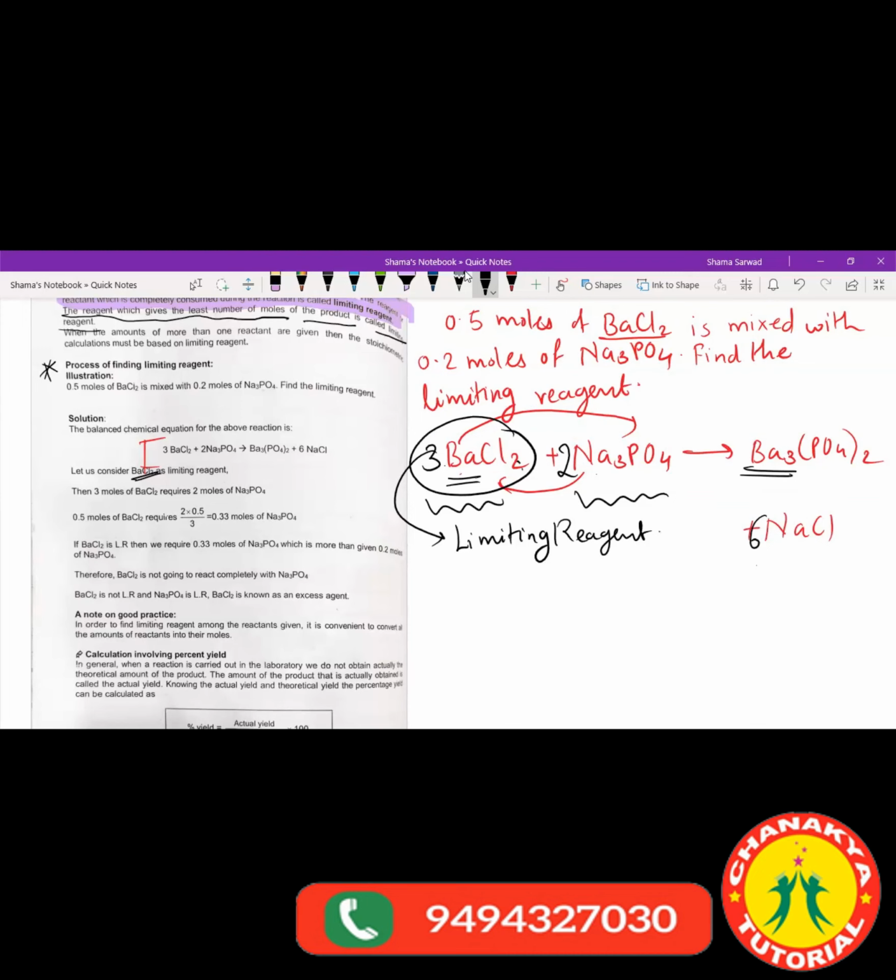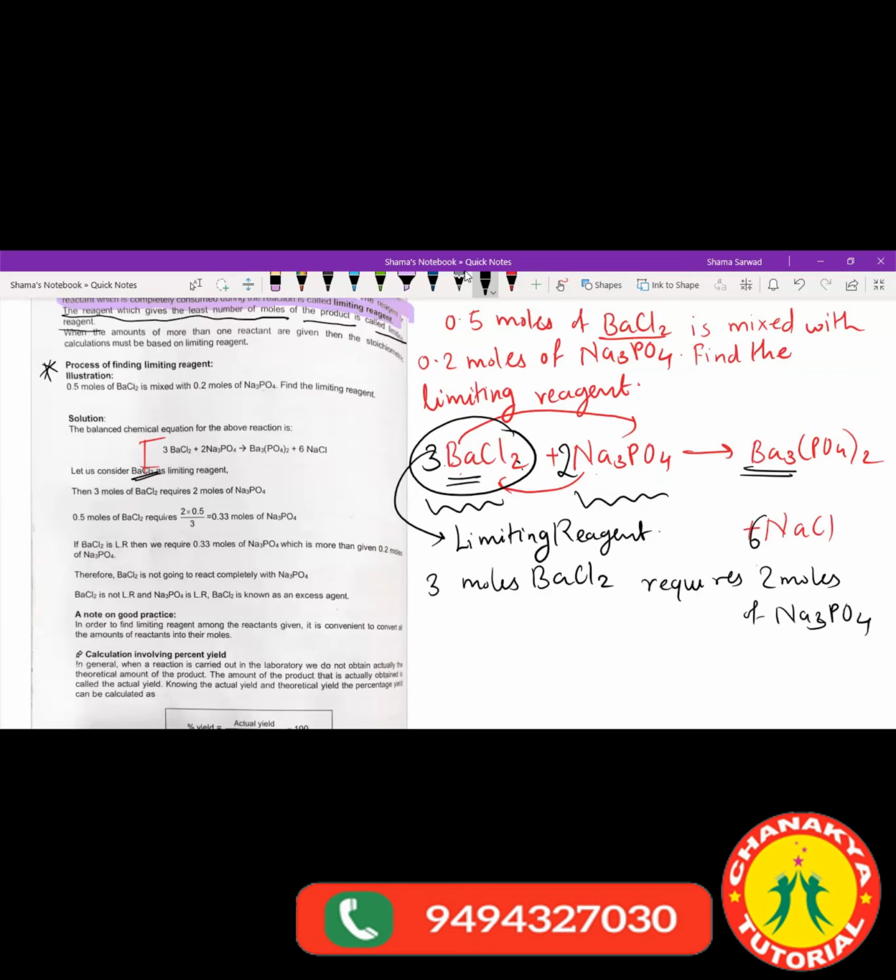Now, as per the reaction, 3 moles of barium chloride, BaCl2, will react with how many? 2 moles of sodium phosphate, Na3PO4, I'm sorry. Yes, Na3PO4, it's the sodium phosphate. So, clear? Yes or no?